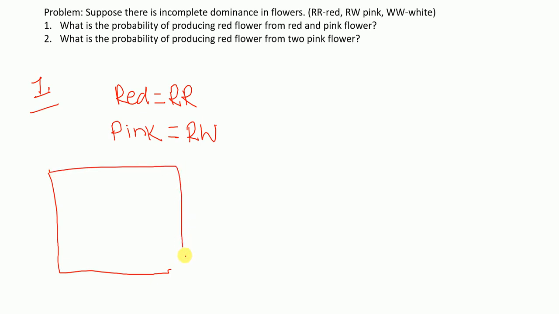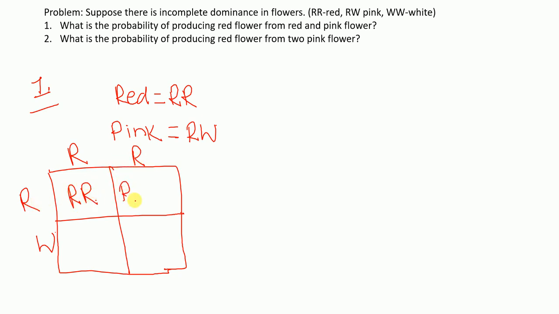Okay, so this is our Punnett Square, and here, for red flower R, and for pink flower RW. R times R, here it will be RR. R times R, here also it will be RR. W times R, here it will be RW. I didn't write it WR because pink is RW. And W times R, here it will be RW.